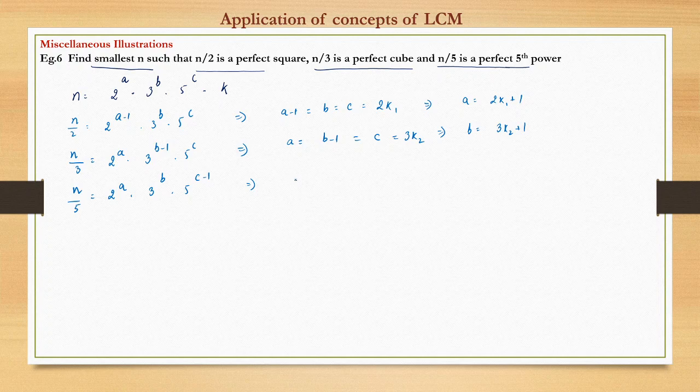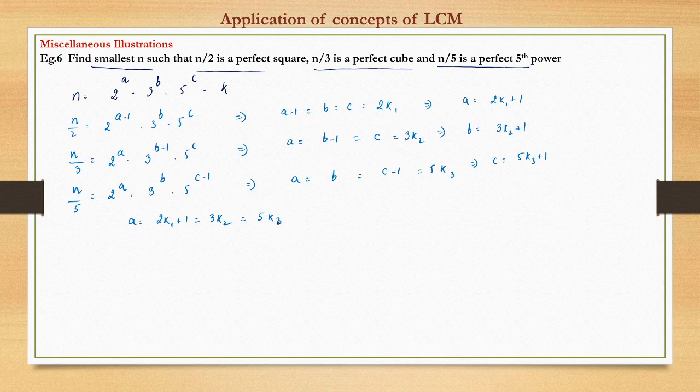Here this number is a perfect fifth power. It means the indexes, that is a, b and c minus 1, must be a multiple of 5, then only it will be a perfect fifth power. So 5k3. From here we get c is equal to 5k3 plus 1. So now let us see the first one. A is equal to 2k1 plus 1. From the second equation a is equal to 3k2, and from the third equation a is equal to 5k3.